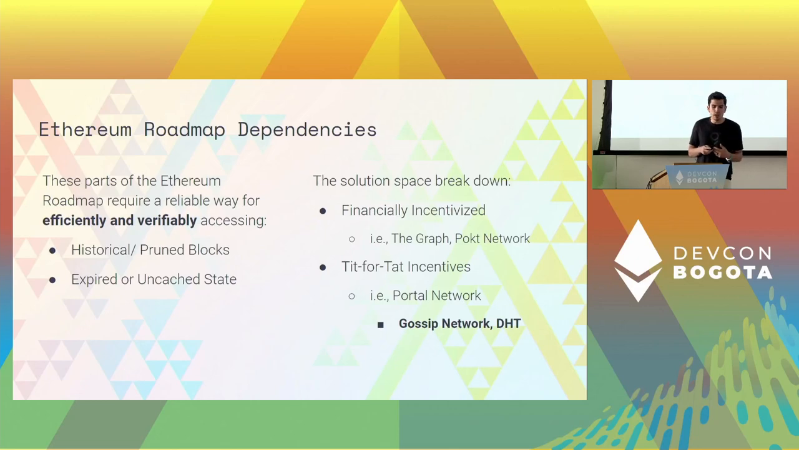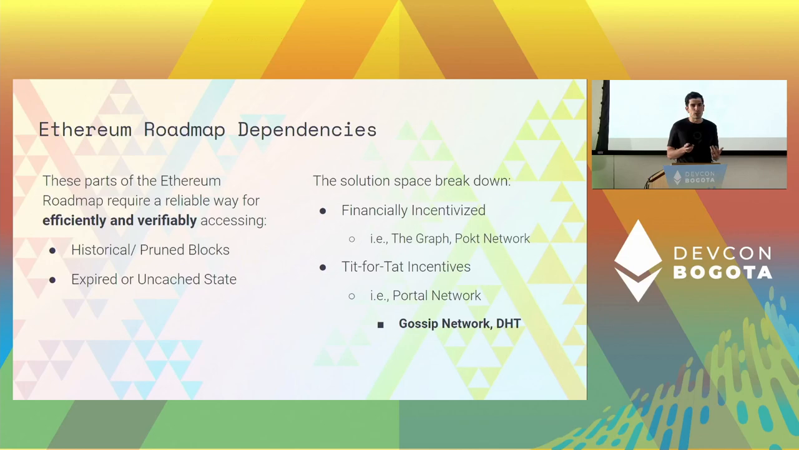And the solution space breakdown here can be broken into two larger categories. One is financially incentivized approaches. We mentioned those light clients needing cooperation from the full nodes, which right now don't have an incentive. So things like The Graph and Pocket Network could fit into that category.